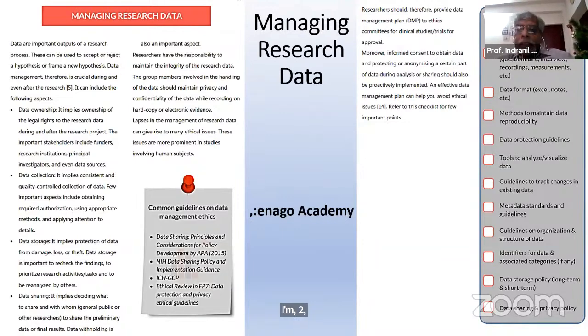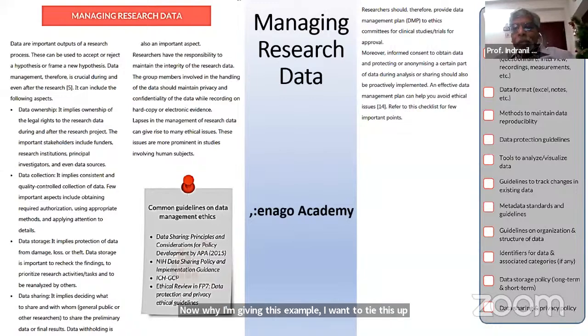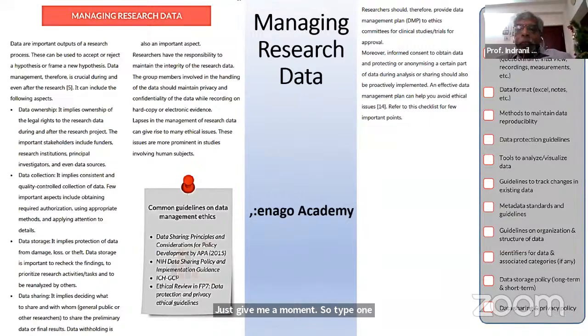Now, why I am giving this example, I want to tie this up with this data collection, data maintenance process. Just give me a moment. So, type 1 error, rejecting a null hypothesis when it is true, and type 2, accepting a null hypothesis when it is false.